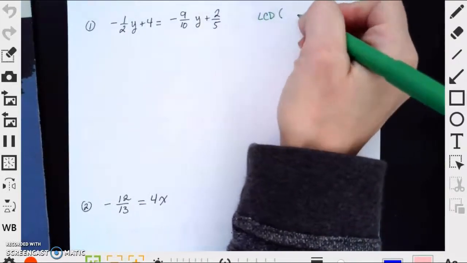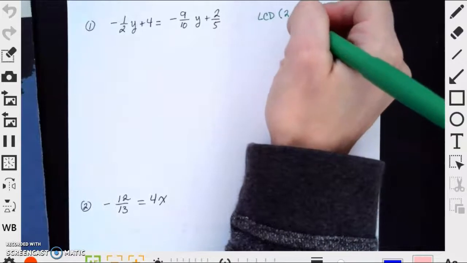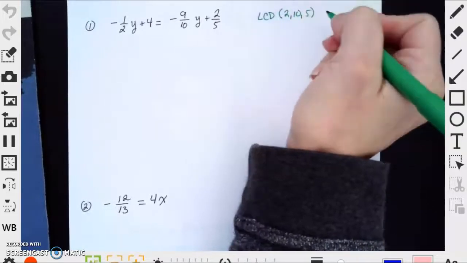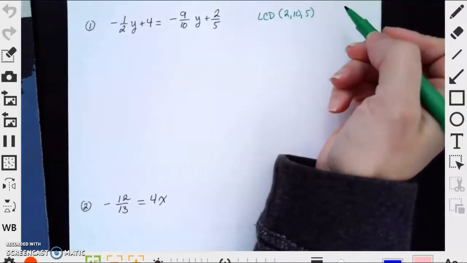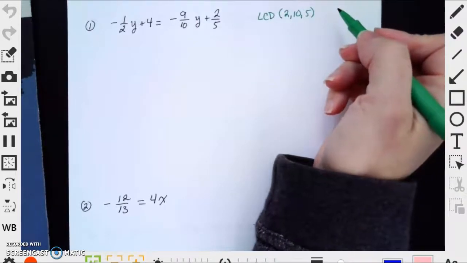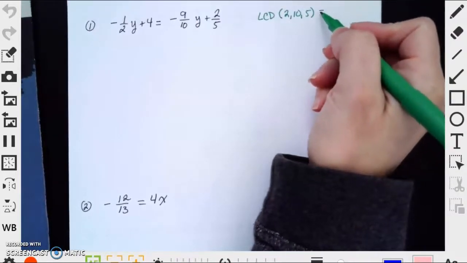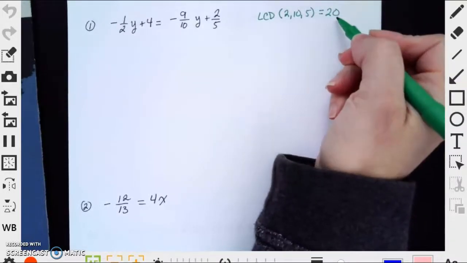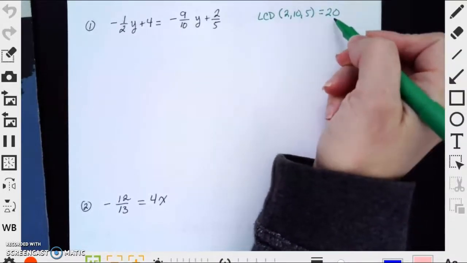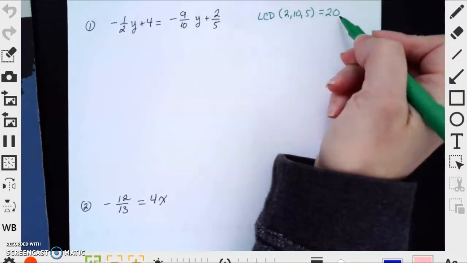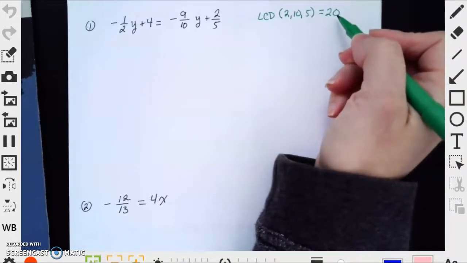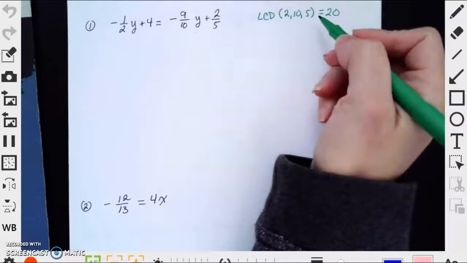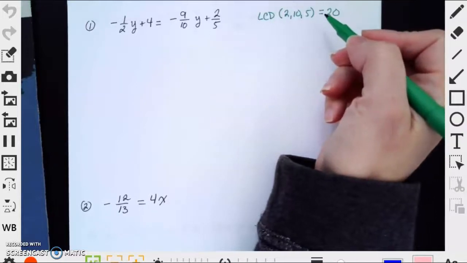So the least common denominator or multiple of 2, 10, and 5. So think of a number that all three of those numbers divide into. And in this case, the smallest would be 20. So 2 goes into 20 10 times, 10 goes into 20 twice, 5 goes into 20 4 times. If you can't find the least common denominator, you could just multiply the denominators together and use that.